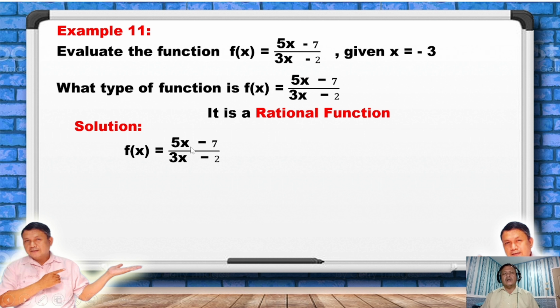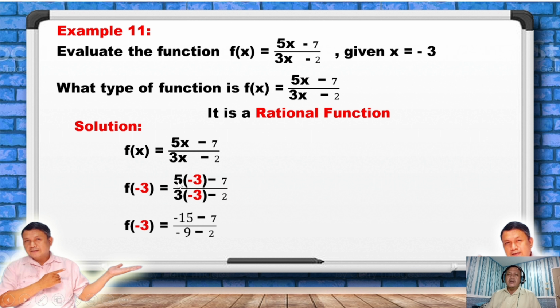In this case, how many x are there? Three, right? So we replace all of them with negative 3. This will become f of negative 3 is equal to 5 times, do not forget to use parentheses, negative 3 minus 7 over 3 times negative 3 minus 2. Let us simplify both the numerator and the denominator. First, in the numerator, 5 times negative 3, and the other one is 3 times negative 3. The result will become 5 times negative 3 is negative 15. Remember, when we multiply unlike signs, the result will always be negative, and the same goes for the one below.